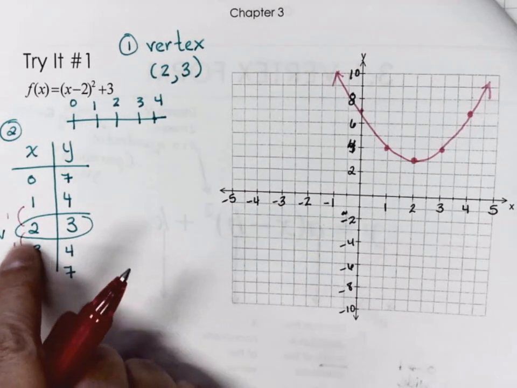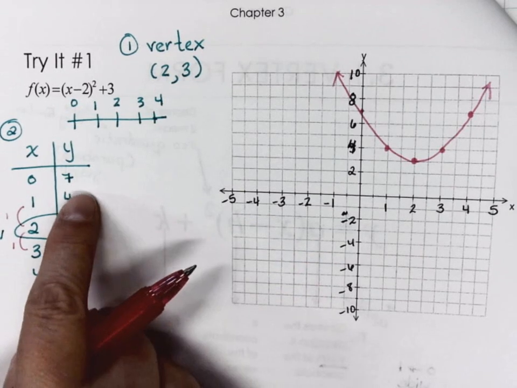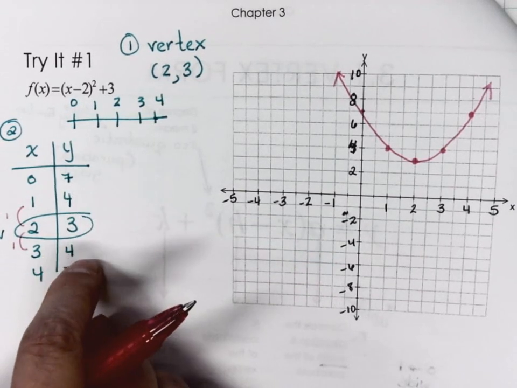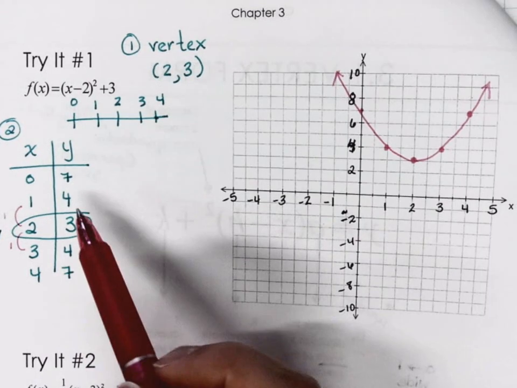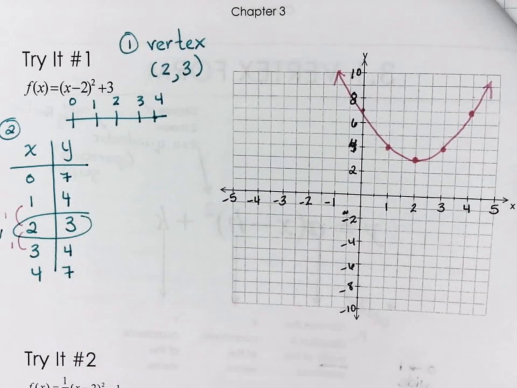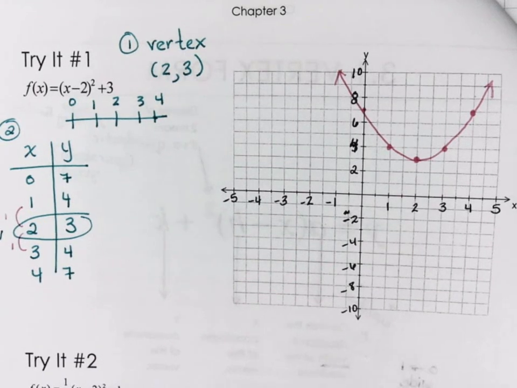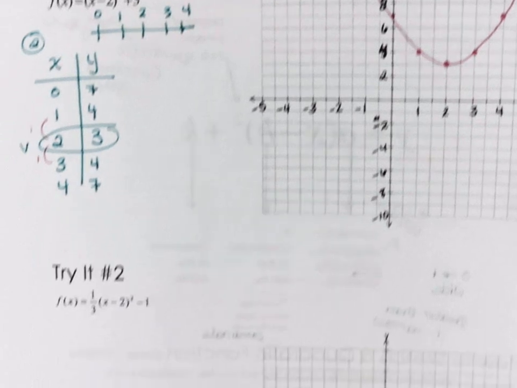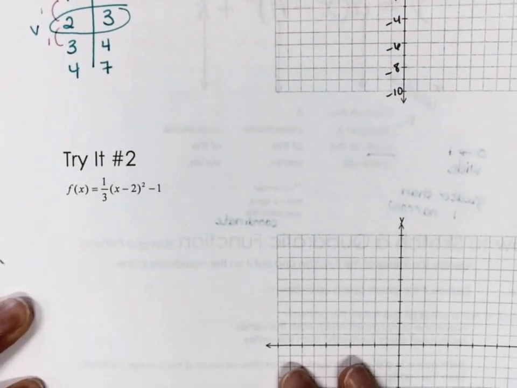If I go 1 away from the vertex, I'm at 3. And if this one is 4 and I'm 1 away this way, this one will be 4 as well. If you're not ready to trust your math yet, which takes some time, you can go ahead and just substitute it in. You'll never go wrong with that. So, does your graph have arrows on it? Yeah? That just means it continues on. Okay, so move on to the next one.